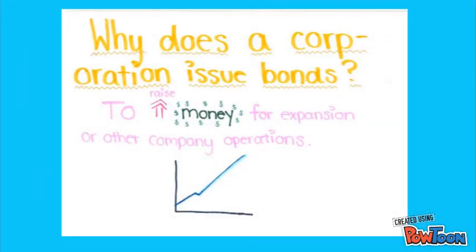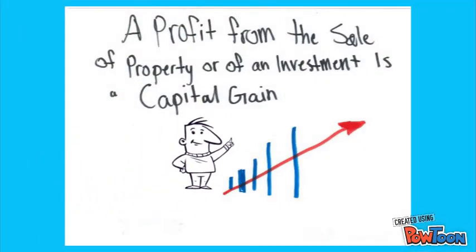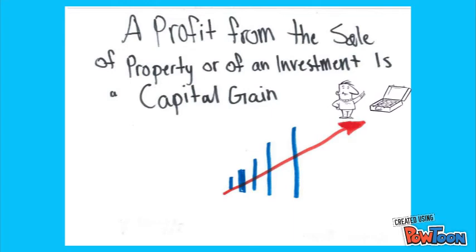Why does a corporation issue bonds? They do it for expansion or other company operations. Profit from the sale of property or an investment is called a capital gain.